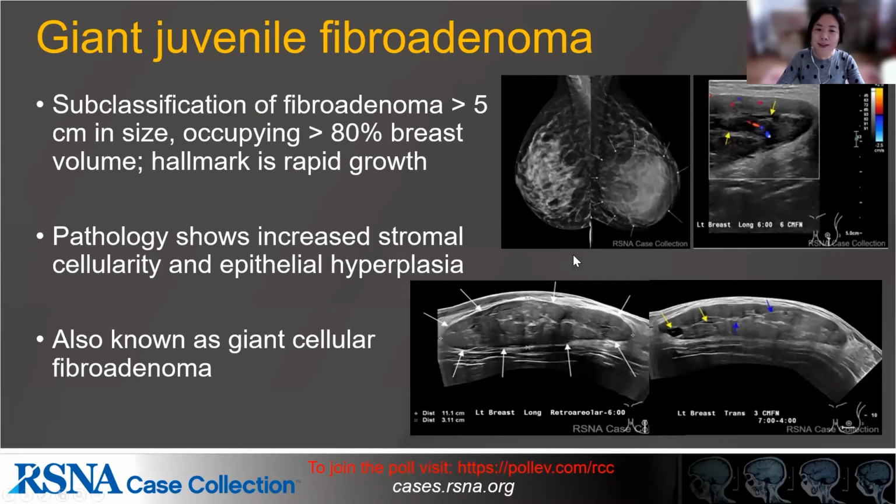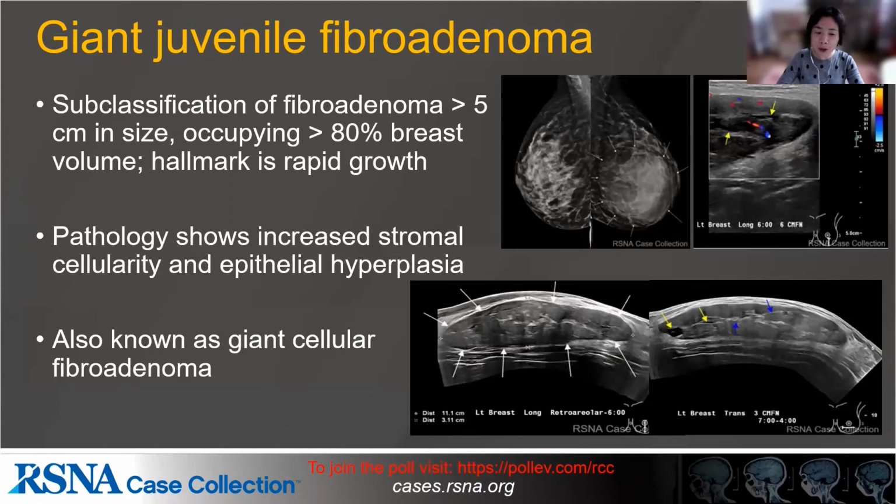And this is essentially a larger subset of giant cellular fibroadenoma. The clinical diagnostic criteria is whenever it is greater than 5 centimeters in size and occupies more than 80% of the breast volume. Again, the hallmark is rapid growth, which is also seen in phyllodes tumor.